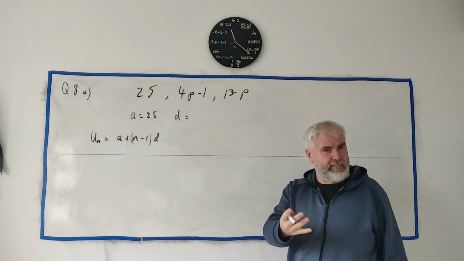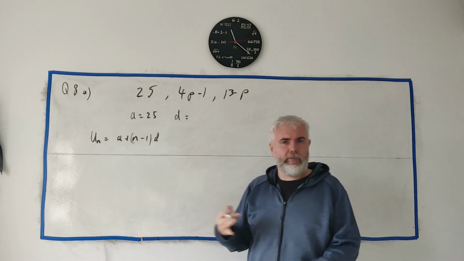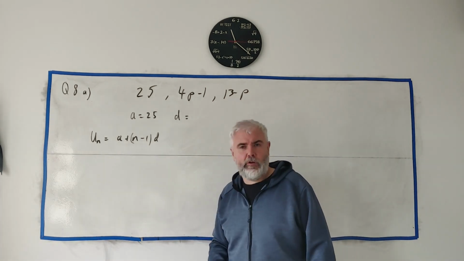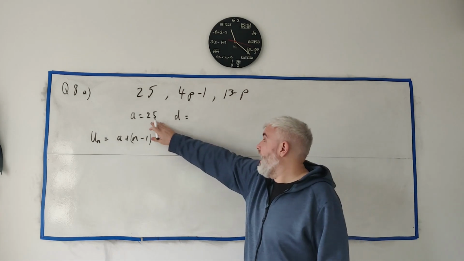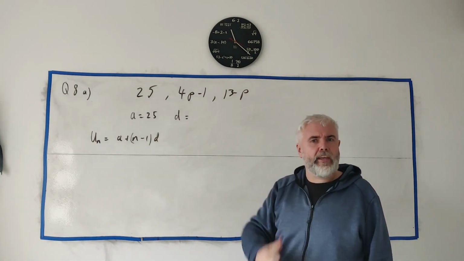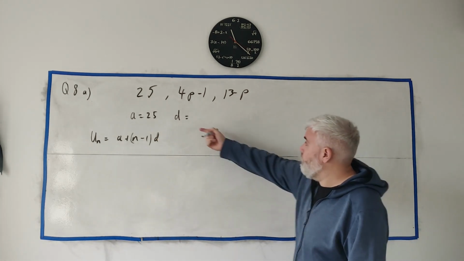Or if they asked us, as they do in part B, for the sum of terms, there's a formula for that. We can use those formulas. It all comes down to finding A and D, or in part B, A and R. So really, how do we find D here?